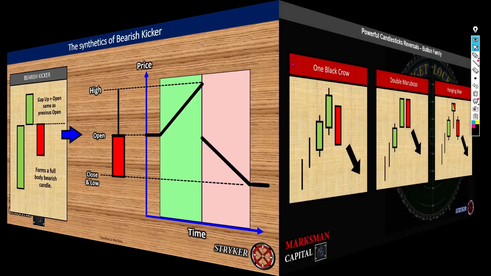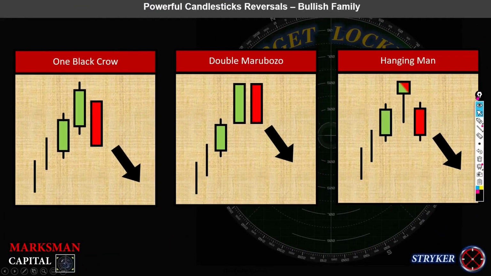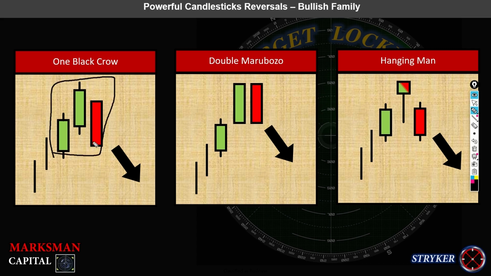All right, so here are a few more common ones that I like, and these are also my favorites: one black crow, double marubozu, and hanging man. So until now, you get the idea, so I shouldn't draw more charts than that. For one black crow, it's a 3 candle combination, and if you take this opening price here and the closing price right here, and if you take the high at this area, then the entire 3 combinations would form a bearish pin bar.